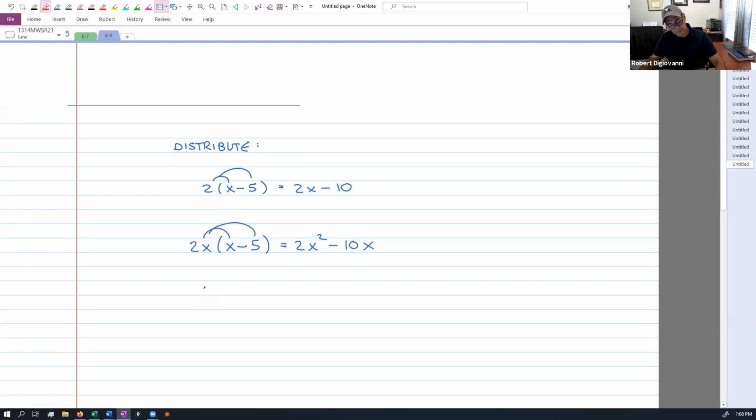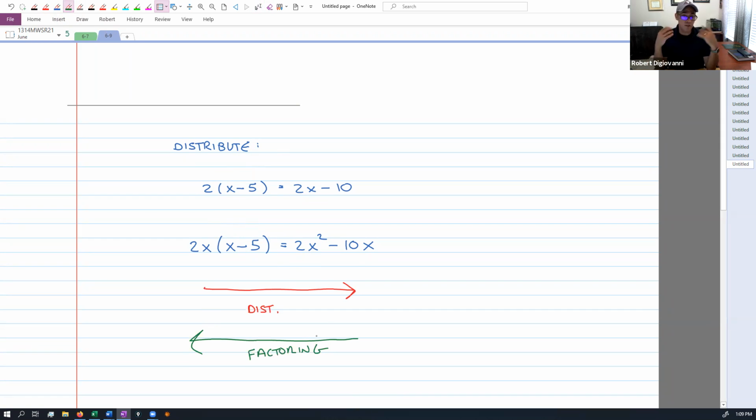From left to right, that's called distributing. But if you go the other way around, from right back to left, from this back to that expression, that's called factoring. I know all of you have taken math classes and you remember the word factoring. It causes lots of trouble for students because factoring can be very complicated.